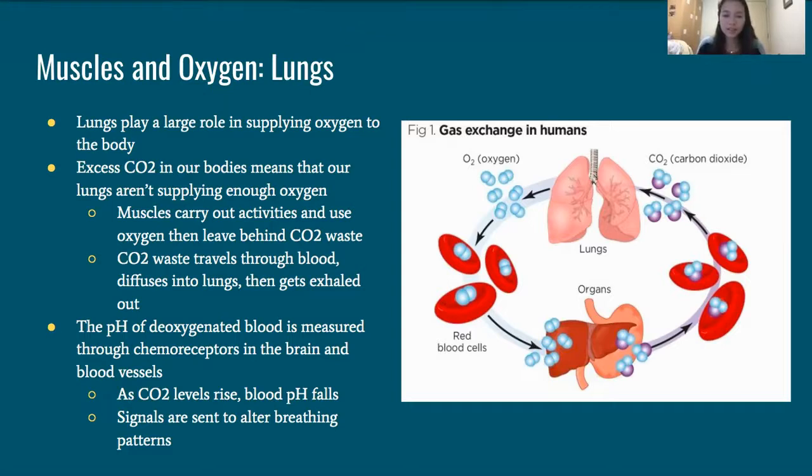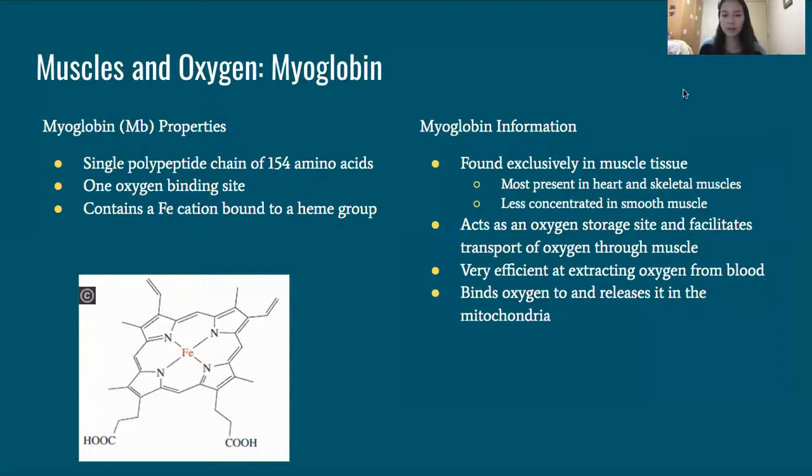One thing that is interesting about this process is that the pH of deoxygenated blood is measured through chemoreceptors in the brain and blood vessels. As CO2 levels rise, the blood pH falls. So that's really interesting that our body can regulate that. And if our CO2 levels are too high, then signals are sent to our brain to alter our breathing patterns. This is why when we exercise, we use a lot of oxygen because our muscles are being used and moving. Then we need more oxygen in order to keep up, and we start panting in order to get more oxygen into our system.